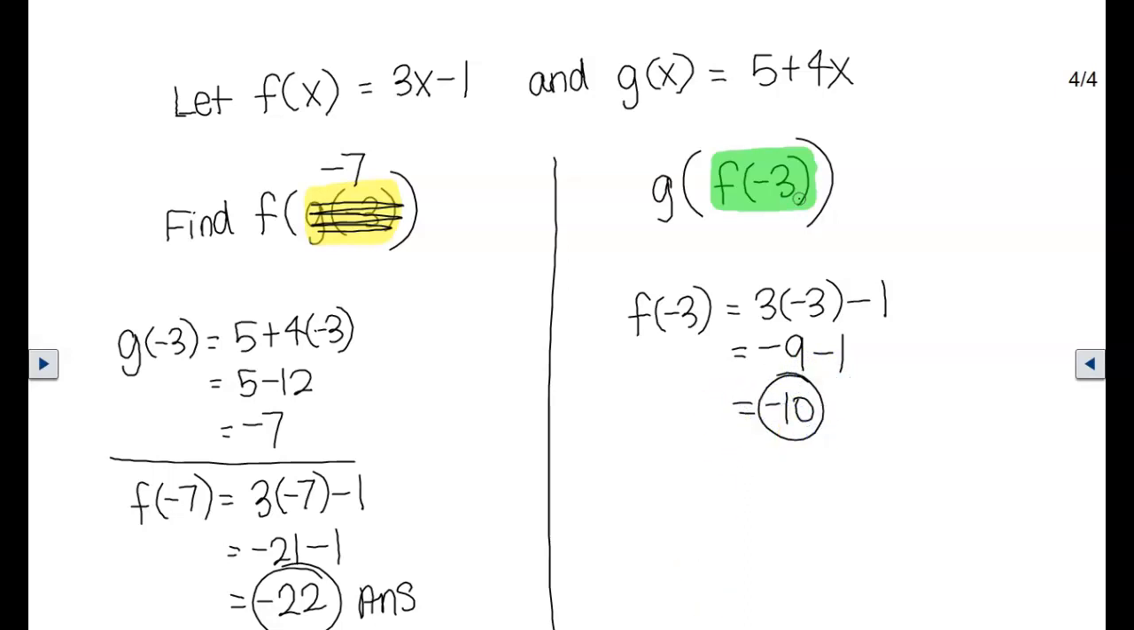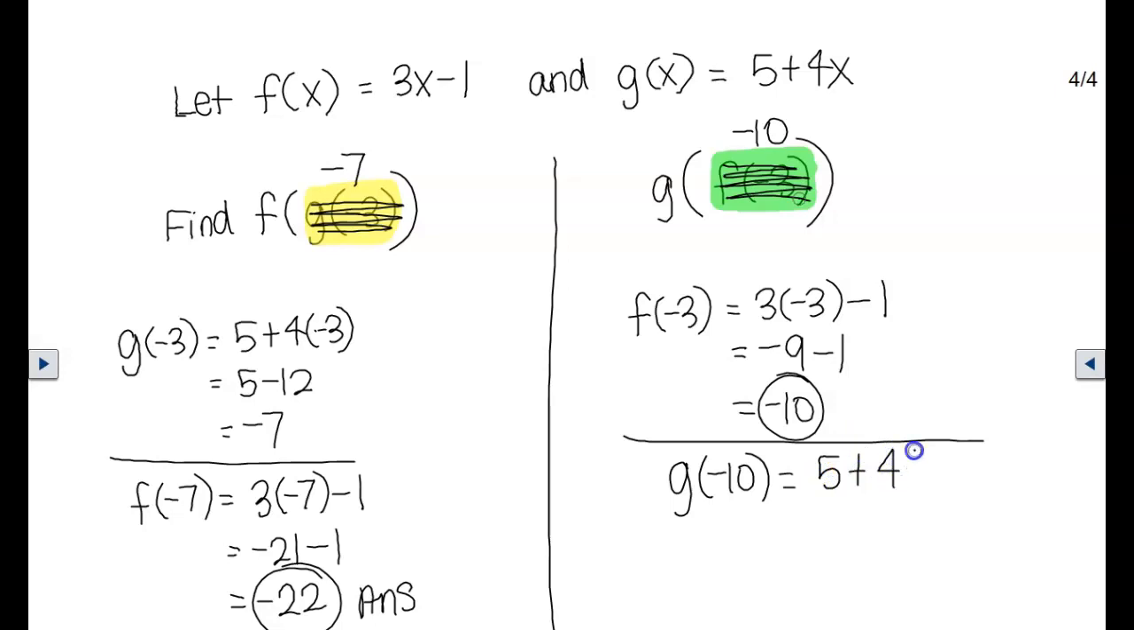So for the f of negative 3 part of this problem, we now know that this is the same thing as negative 10. So we'll finish this problem by doing g of negative 10. Function rule named g, input negative 10 for x, so that's going to make it 5 plus 4 times negative 10, which is 5 minus 40, which is a negative 35. So for this side, negative 35 would be my final answer.